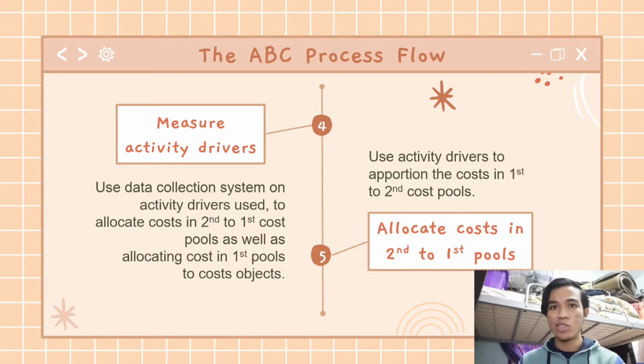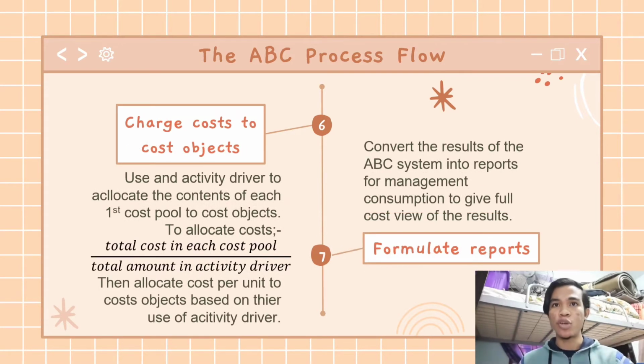And the next one is to allocate costs in secondary pools to primary pools. Use activity drivers to apportion the costs in the secondary cost pools to the primary cost pools. Next, charge costs to cost objects. Use an activity driver to allocate the content of each primary cost pool to cost objects. There will be a separate activity driver for each cost pool.